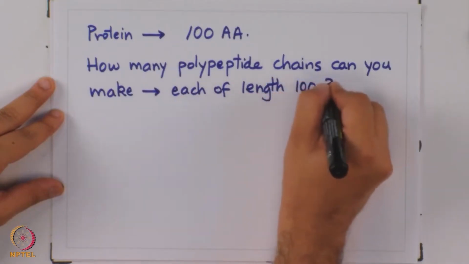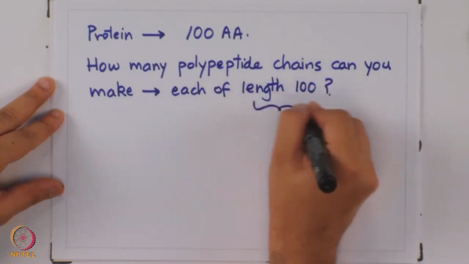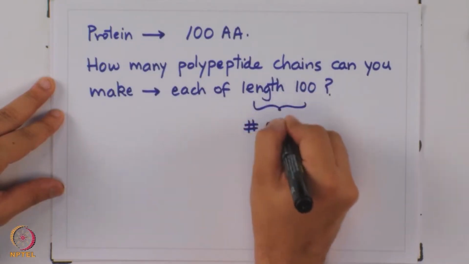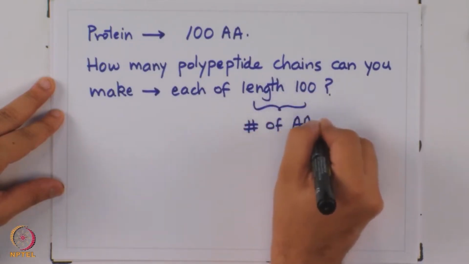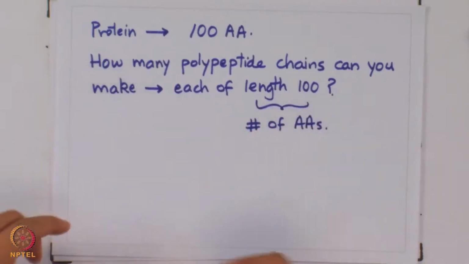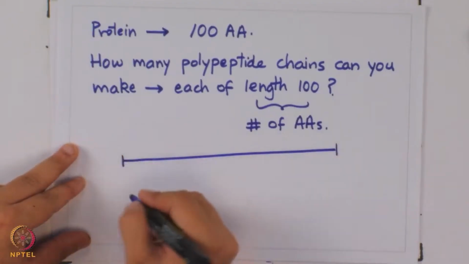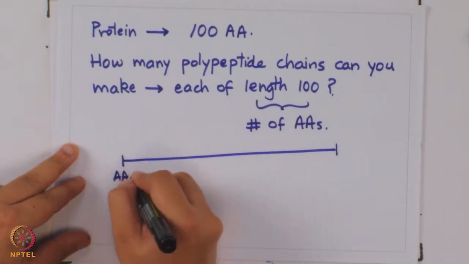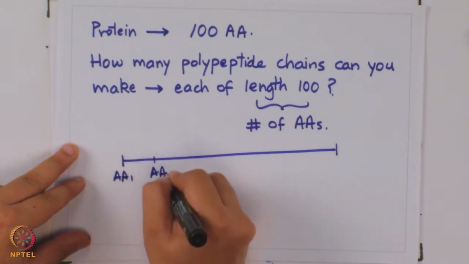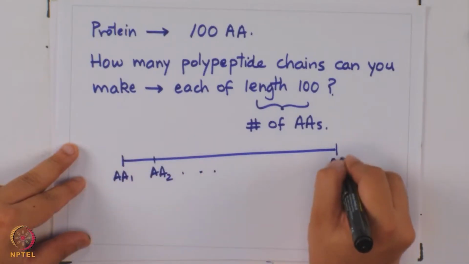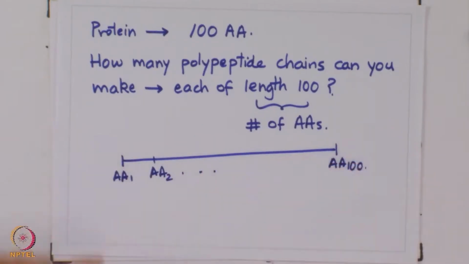And length again here is the number of amino acids. Okay. So, again this is a similar approach. You have a linear chain. This is amino acid 1, amino acid 2, going all the way up to amino acid 100. And how do you count the number of such polypeptide chains that you can make?